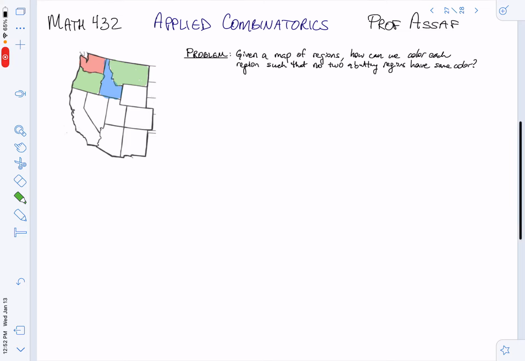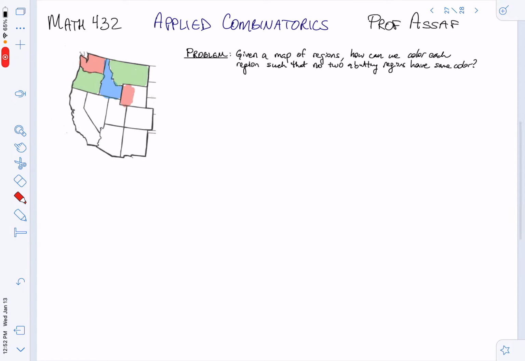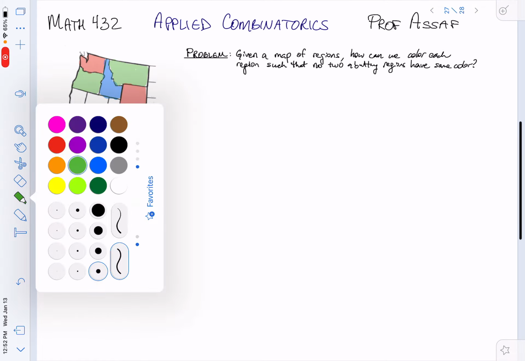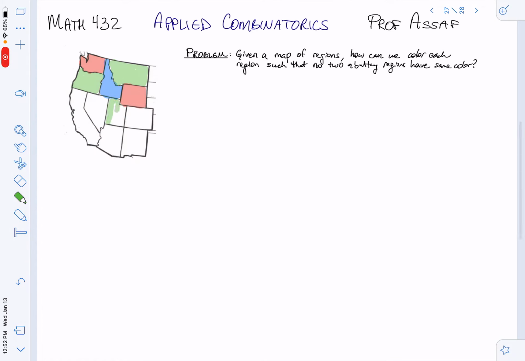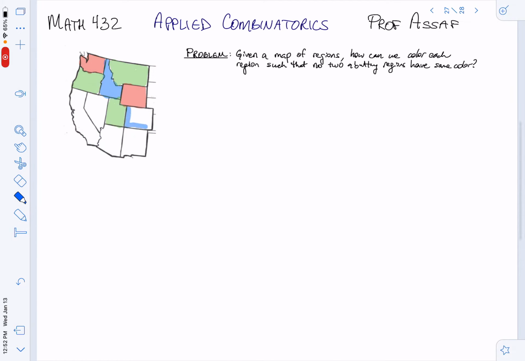Okay, so let's keep going down. Wyoming, what's Wyoming going to be? Well, it looks like I can't use green or blue, so I could use red. So we've got Wyoming. And now if we look at Utah, Utah's got to be green. Again, if the goal is to use as few colors as possible, green is what I've got to do here, which means that I've got to use blue for Colorado. So Colorado is now blue.